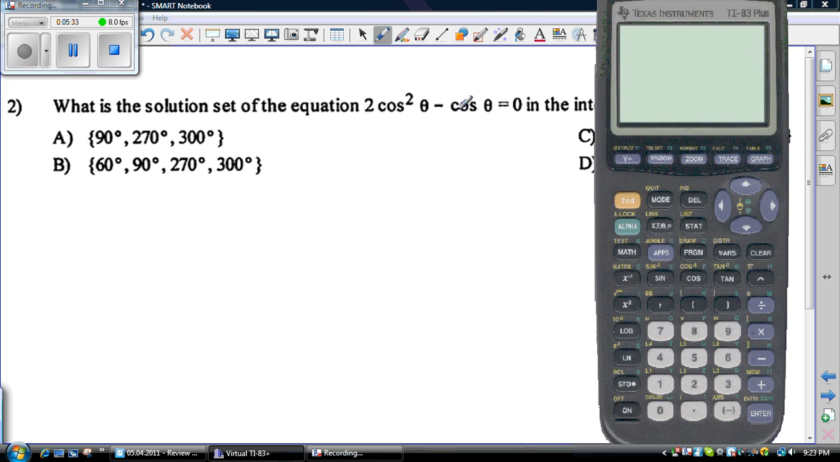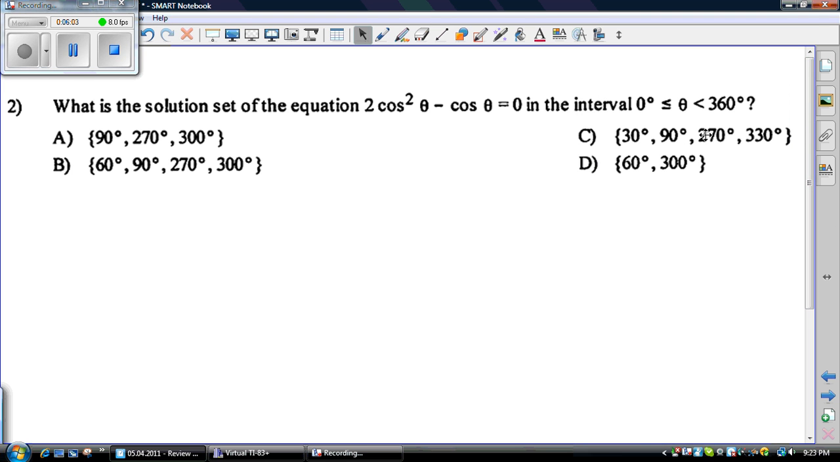2 cos squared theta minus cos theta equals 0. I'm just going to try plugging some of these in, see if they work. How do you plug in this squared business when it's next to the cosine? Well, here's what you do. You do 2 cosine. Let's try 90 degrees. Let's see if it works. 90 degrees, and then you put the squared outside over here. Minus the cosine of 90 degrees, and that equals 0. So 90 is one of our options, which means that it can't be D.